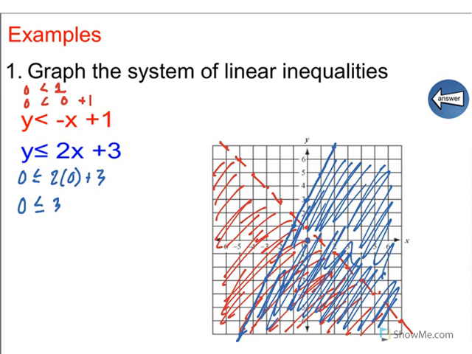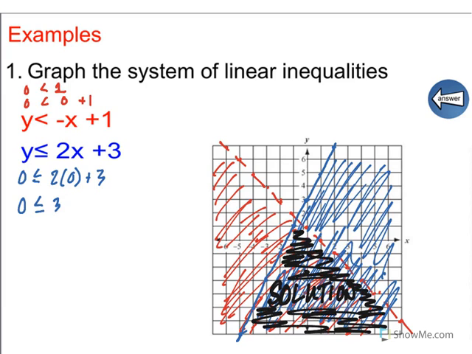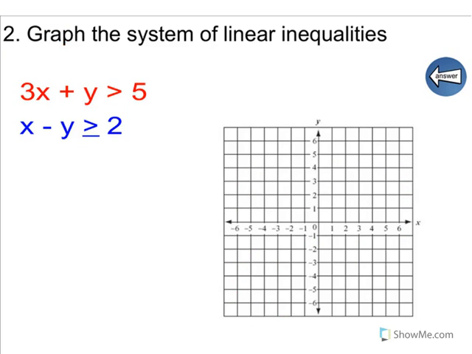Now, my solution to my system of inequalities is where the two shadings overlap, and they overlap right here. So this would be my solution, this region right here. So all my solution points would be in the shaded region or on the blue line that's in that shaded region. Let's look at the next one.